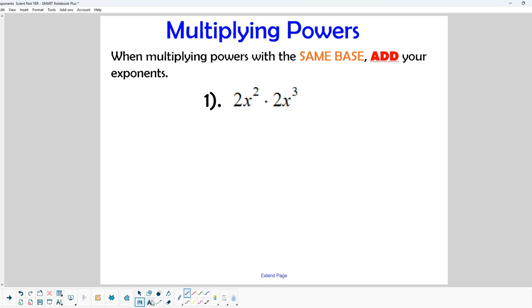So if we look at our first example here, we got 2 to the first times 2 to the first, which would be 2 to the second. And x to the second times x to the third would be x to the fifth. And if we wanted to simplify it a little bit further, 2 to the second could be written as 4, x to the fifth. It just depends on what you're asked to do in a particular problem.